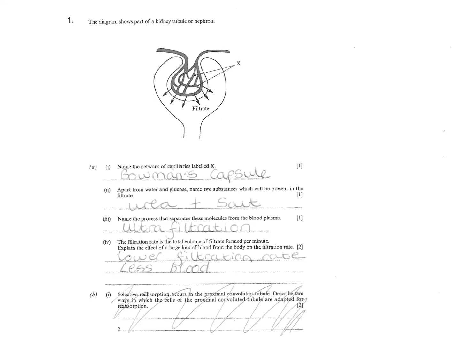Apart from water and glucose, name two substances which will be present in the filtrate. You should see urea and salt. Name the process that's used to separate these molecules from the blood plasma: ultrafiltration. The filtration rate is the total volume of filtrate formed per minute. Explain the effect of a large loss of blood from the body: lower filtration rate because there's less blood to filter. Then these are the questions that are not things that you have to know yet.